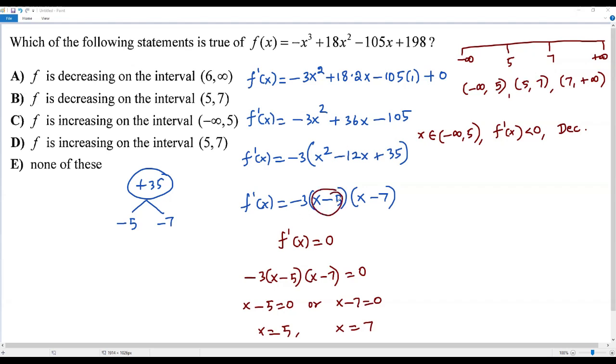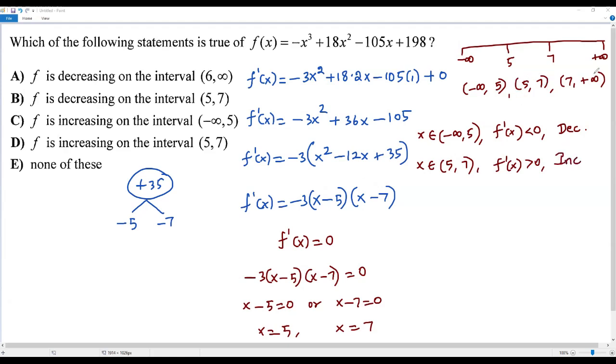When I plug in x equals 6 in this factor, 6 minus 5 becomes positive 1, and 6 minus 7 becomes negative 1. Let's multiply these values: negative 3, positive 1 and negative 1. Negative times positive is negative, negative times negative is positive. So when I take a random value in this interval, f prime of x becomes positive. When x belongs to 5 comma 7, f prime of x is greater than 0, so our slope is positive. The given function is increasing in this interval 5 comma 7.